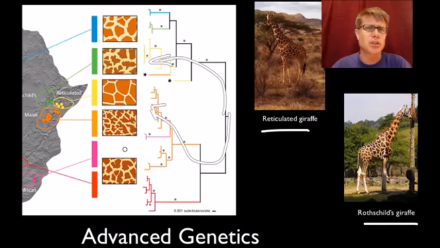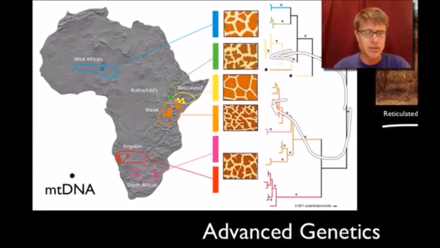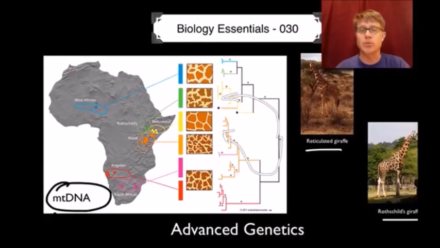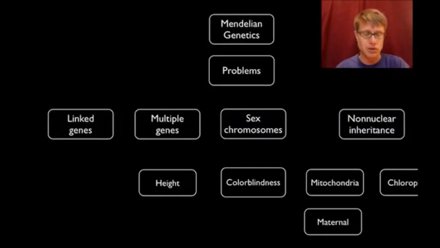Well, we don't use simple genetics. We use something called mitochondrial DNA. Mitochondrial DNA is DNA found within the mitochondria. It's passed from mother to mother, and it's found in all offspring. And so it allows us to trace evolutionary history, but it's non-Mendelian. In other words, it's genetics that lies outside of what we would call simple genetics.